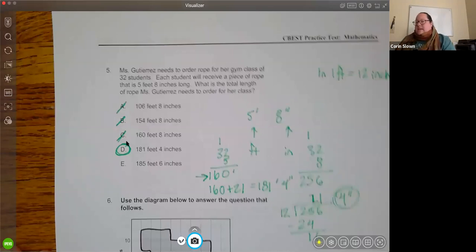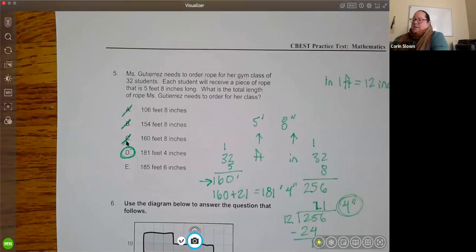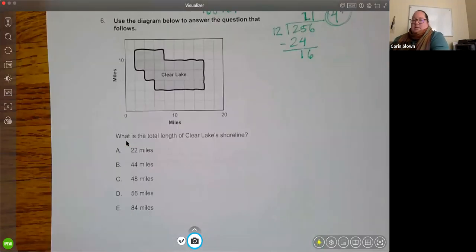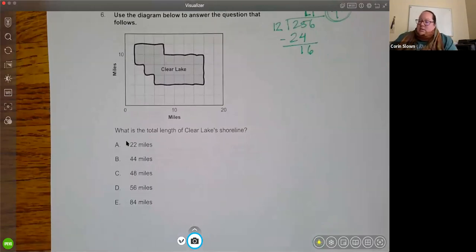So if we're thinking about how we solve these types of problems, let's take a look at number 6. Use the diagram below to answer the question that follows. What is the total length of Clear Lake's shoreline? So the first thing that I have to think about is, what is shoreline? Shoreline is the edge, and I'm counting the total edge.